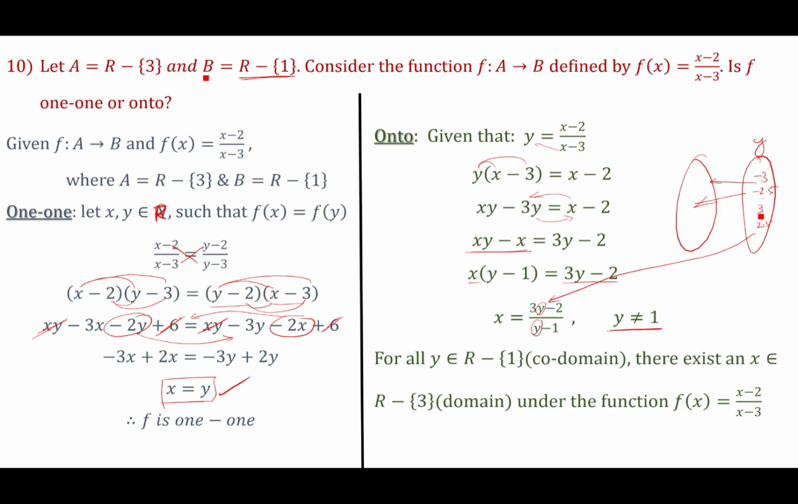Therefore, for any y belonging to the codomain, there exists an x belonging to the domain under the function f of x equal to x minus 2 over x minus 3. So the given function is onto. Remember, if a function is 1, 1 and onto, that means it is a bijective function.